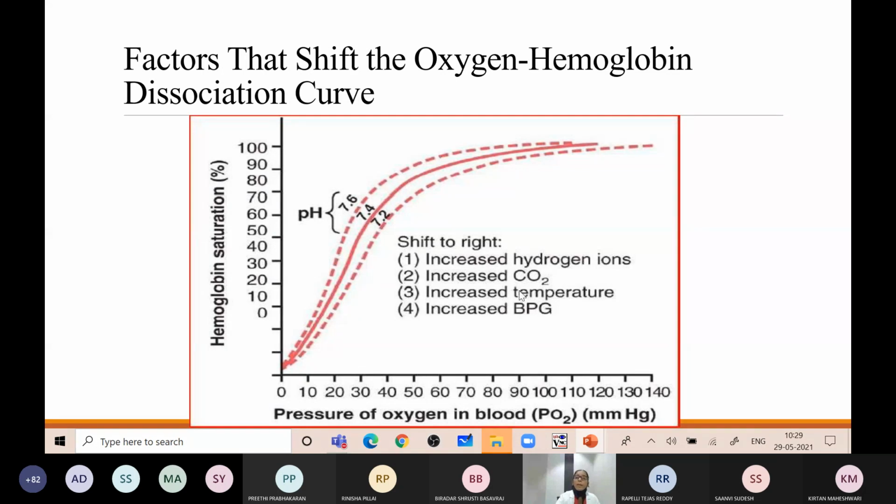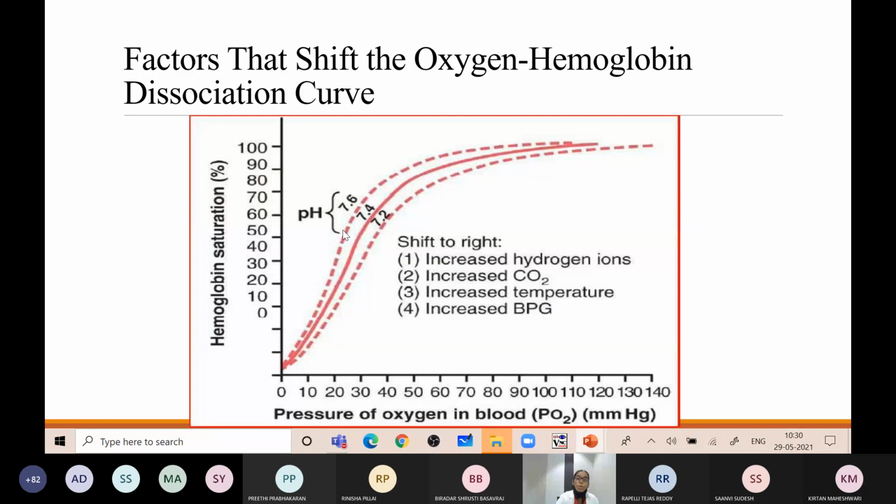And in reverse, suppose the pH is increased, or there is a decrease in hydrogen concentration, decrease in CO2, decrease in temperature and decrease in 2,3 DPG. The reverse of these conditions causes the curve to shift to the left. And what is the meaning of a shift of the curve to the left? The affinity of hemoglobin for oxygen increases.